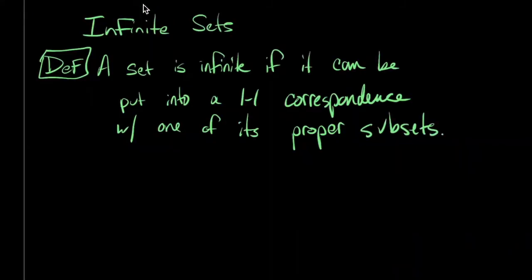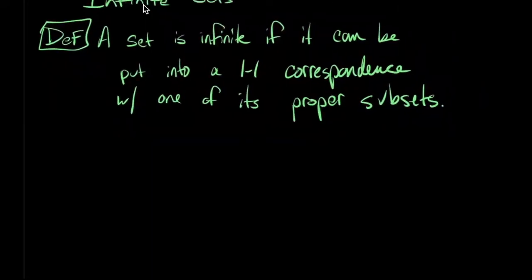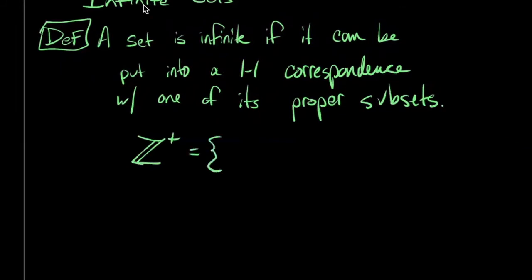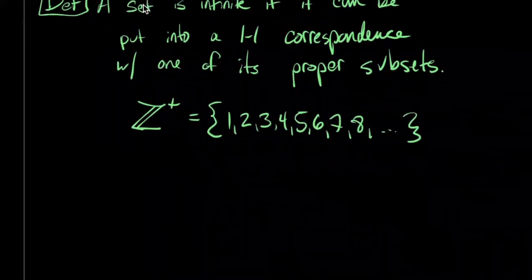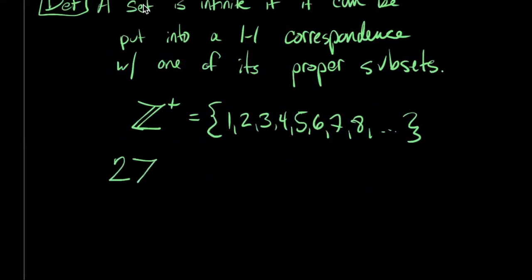All right, so definition: a set is infinite if it can be put into a one-to-one correspondence with one of its proper subsets. Let's look at Z plus, for example. That would be 1, 2, 3, 4, 5, 6, 7, 8, and so on. Secondly, we're going to consider a proper subset of Z plus. We could say maybe 2Z plus, the set of even positive integers. So that would be 2, 4, 6, 8, and so on.